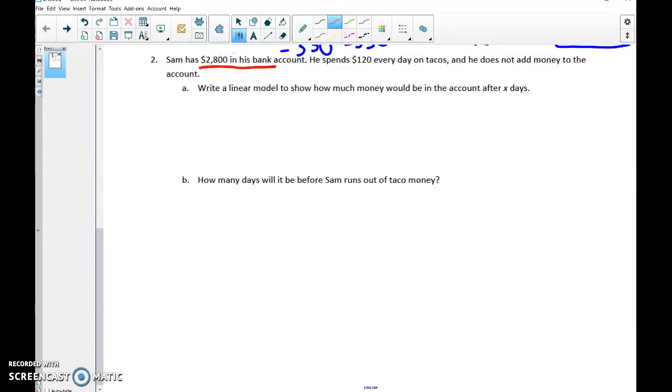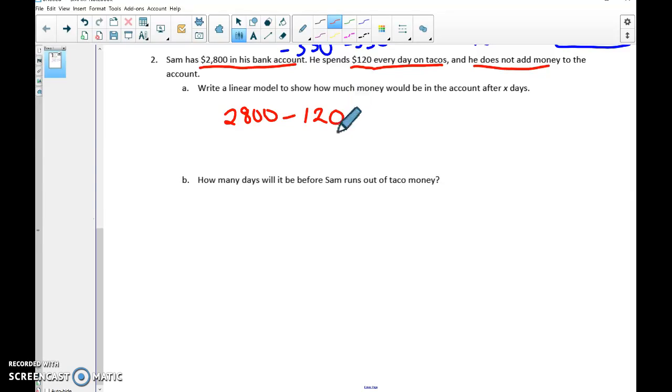We've got $28 in the bank, or sorry, $2,800 in the bank. He spends $240 every day on tacos, and he does not add money to the account. So he's starting with $2,800. And what's happening every day? Is he adding money or taking money away? Well, he's taking money away. So I should be subtracting 120, okay?